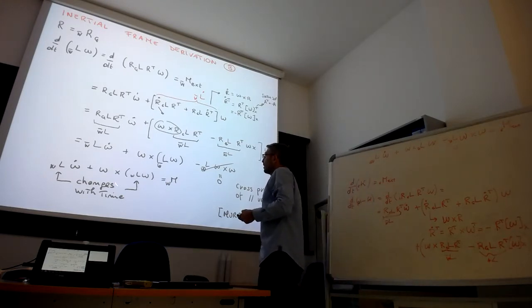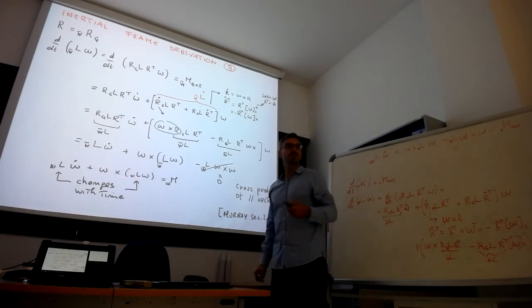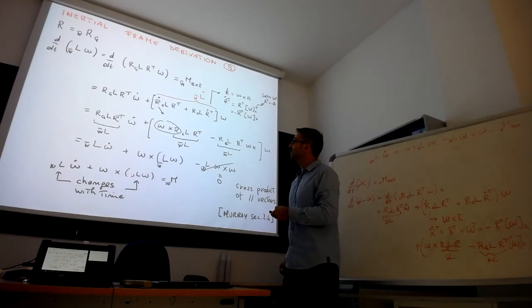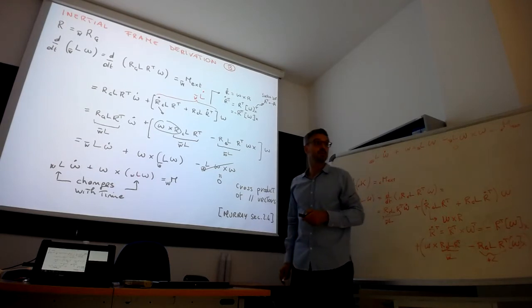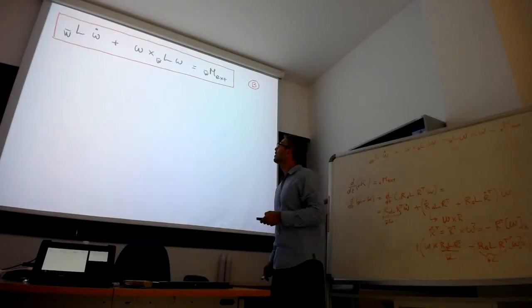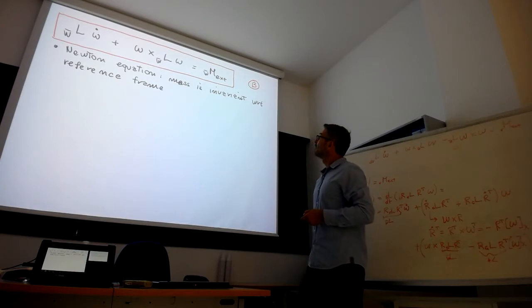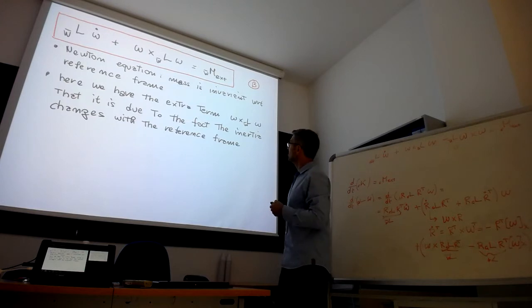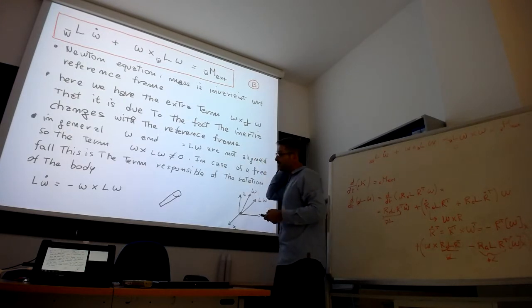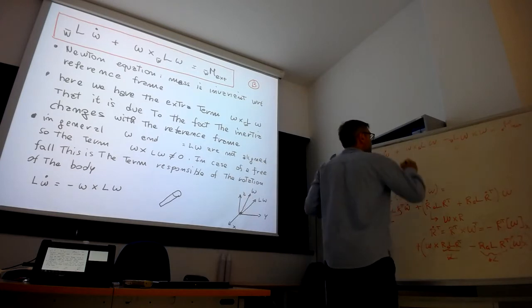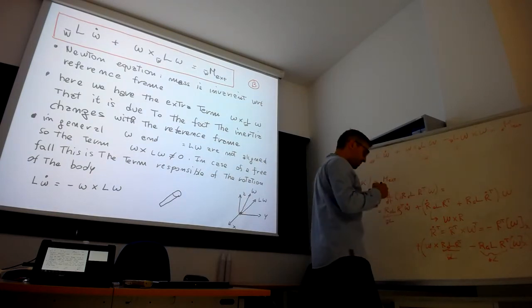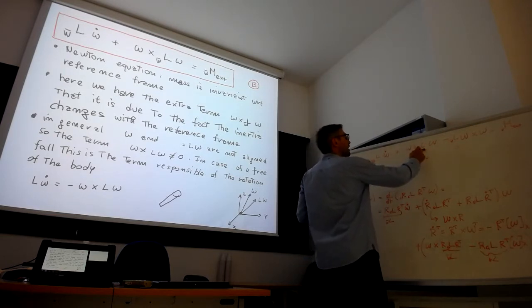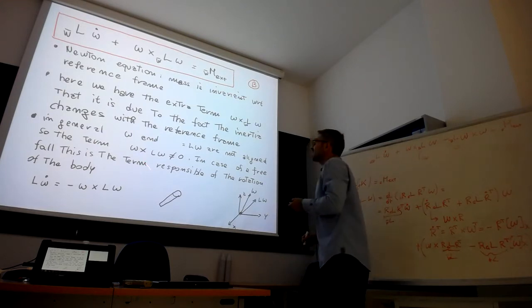So this term is due to the derivative in a rotating frame, and we need to pay attention that this inertia changes with time. This is the main point of this formulation. While we have this term, in the Newton equation we don't have it because the mass is invariant with the reference frame, but the extra term here is due to the fact that the inertia changes with the reference frame. Ideally, we could even have this term be 0 in specific situations, whenever the vector omega and I omega are aligned. But in general, this is not the case.